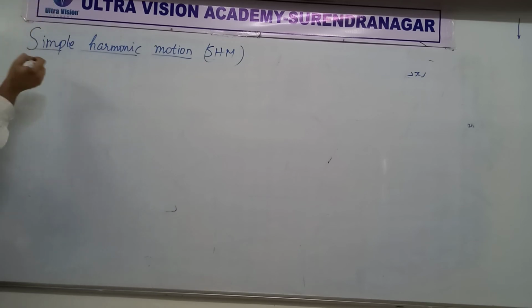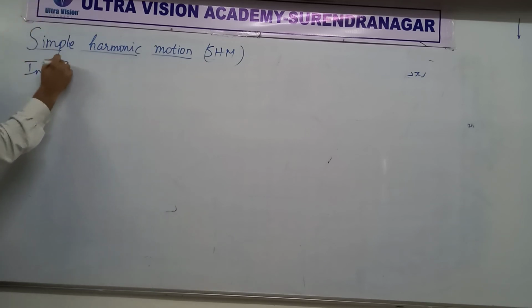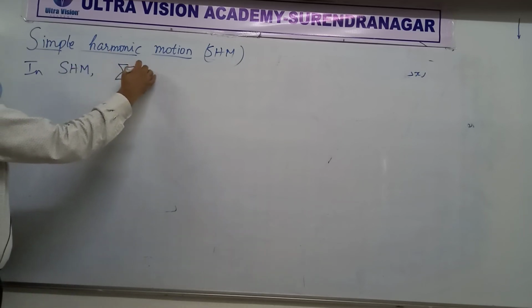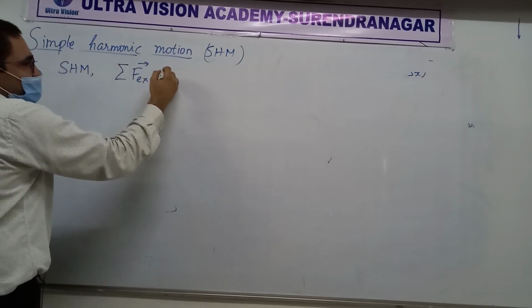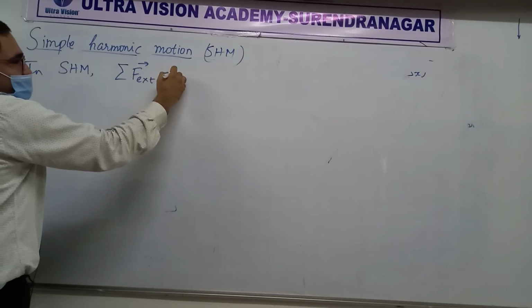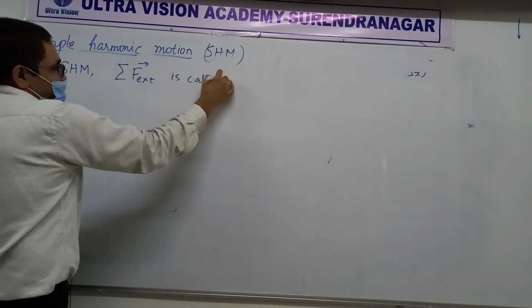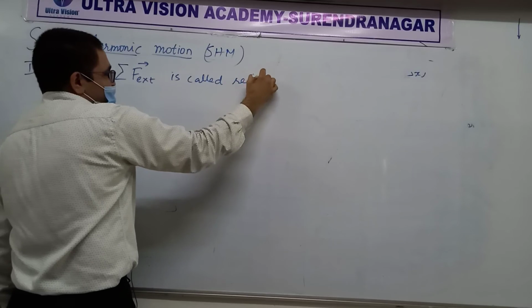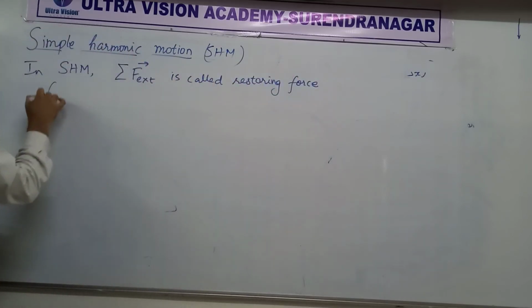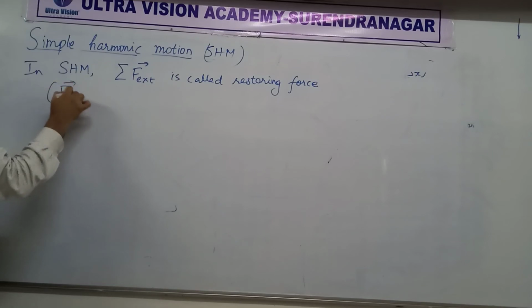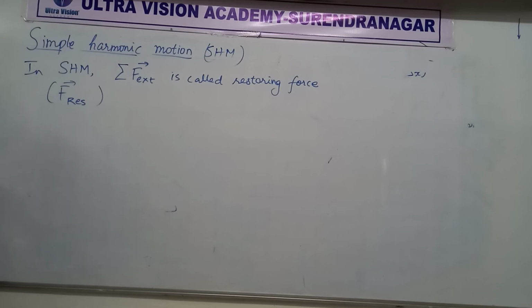So let's say some particle is doing SHM. In case of SHM, sigma F external, because it is opposite to displacement, is called restoring force. Sometimes we like to write it as FR or FRES. Restoring force. What does that mean?